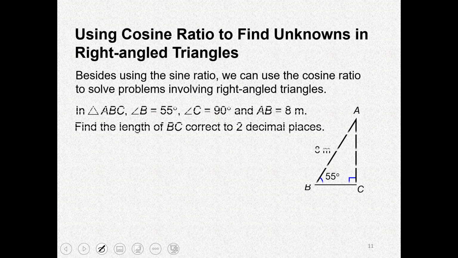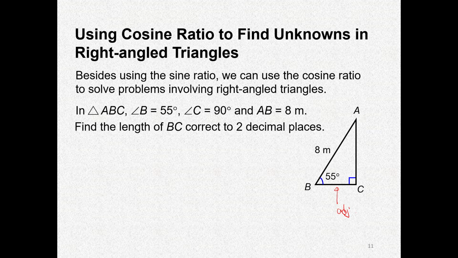So next, how about this question? I have the 55 degree, and then I'm asking you for the unknown length of BC. So now, can you tell me the relationship of BC and the 55 degree? Is it the opposite side? No, right? Because this is right next to the 55 degree. So this is the adjacent side instead of the opposite side.